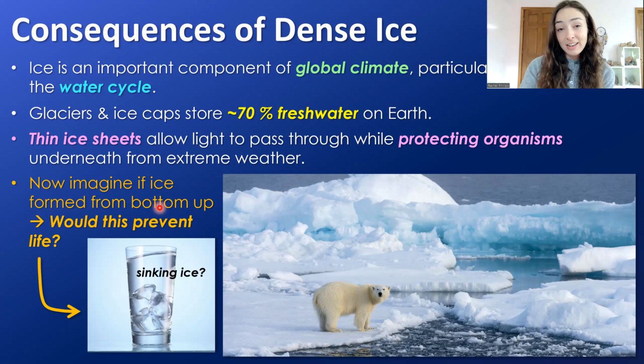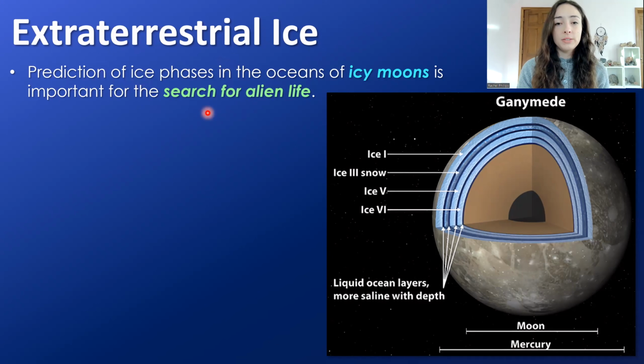Would it prevent life? This is precisely why the prediction of different ice phases on icy moons like Ganymede, Europa, Enceladus, Titan, Callisto, Triton matters. There are just so many icy moons in our solar system that have the potential for a subsurface ocean and life. But if we are able to predict that there are dense phases of ice in these oceans potentially, that might heavily influence where we go to search next.